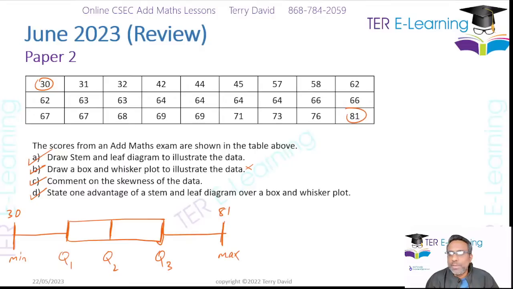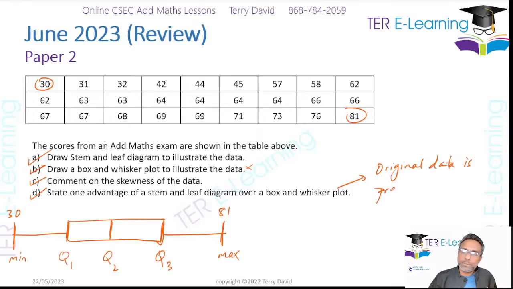Right, so I've seen Emma, Joshua, several people saying all the scores can be seen. That is true. In a stem and leaf diagram, you retain your raw data. The raw data is in that table, right? A box and whisker plot, like we said, is a 5 summary diagram. It doesn't have the original data in it. That's a problem, right? So one advantage, right? Your original data is preserved.